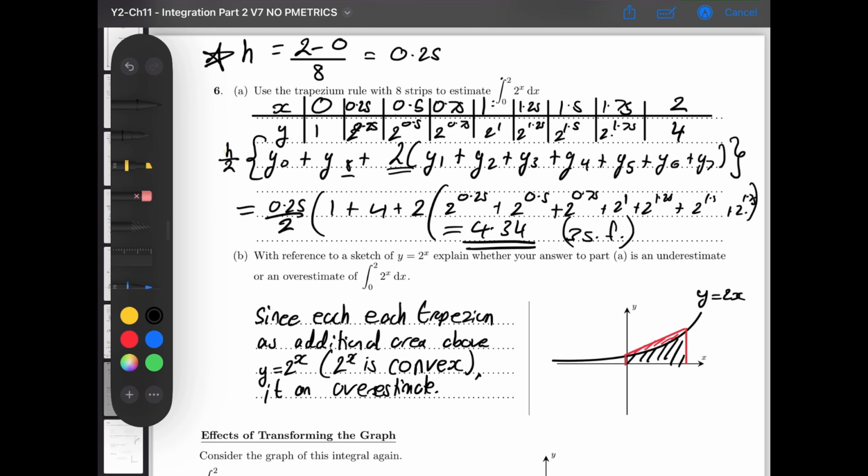Nice. We've done 2 examples there using the trapezium rule. In our next video, we'll look at the effect of transforming graphs on trapeziums.